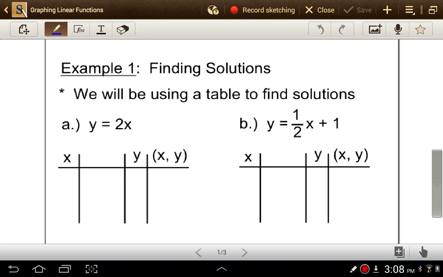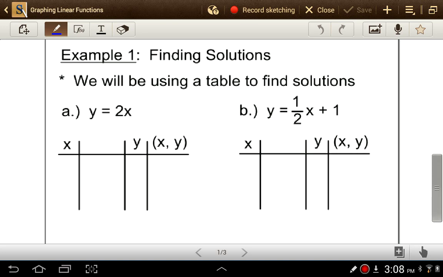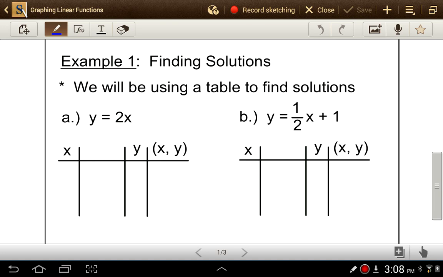Example 1. Let's find our solutions. For our class, we'll be using a table to find our solutions. So this is going to be a table of solutions that we're going to be using. For our class, I want you to use 4 values for x when you're finding your solution. You have to use one negative number. You have to use 0. You have to use one positive number, so that's 3. And then the 4th number can be what you want. Most of you will choose another positive number because it's easier to work with.